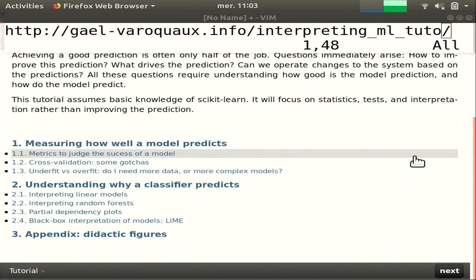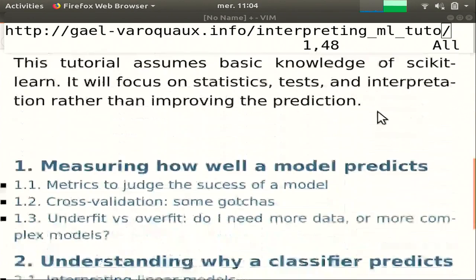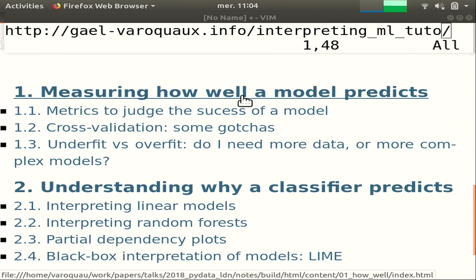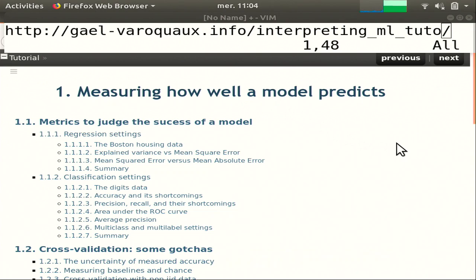So my goal is really to give simple examples that make sense of a simple phenomena. Most of the tutorial is using nothing more than scikit-learn and a few very simple data sets. And at the end, I'll be using the Lime package, but that's only for the last part. Okay? And I should probably blow up the fonts like this.